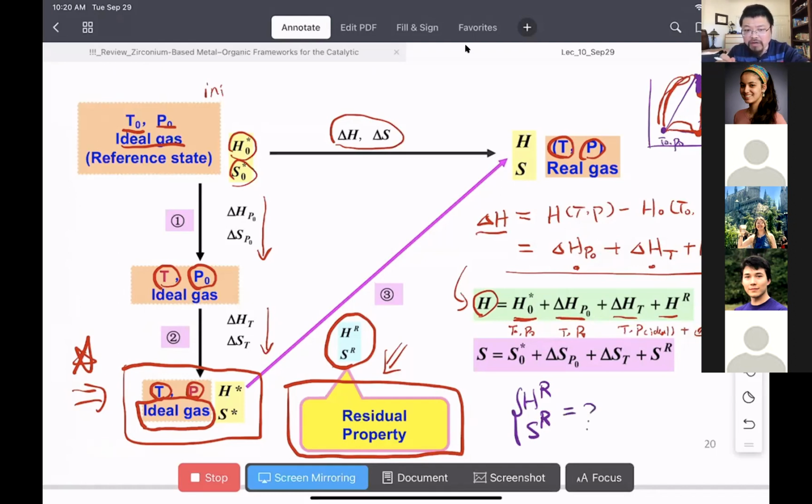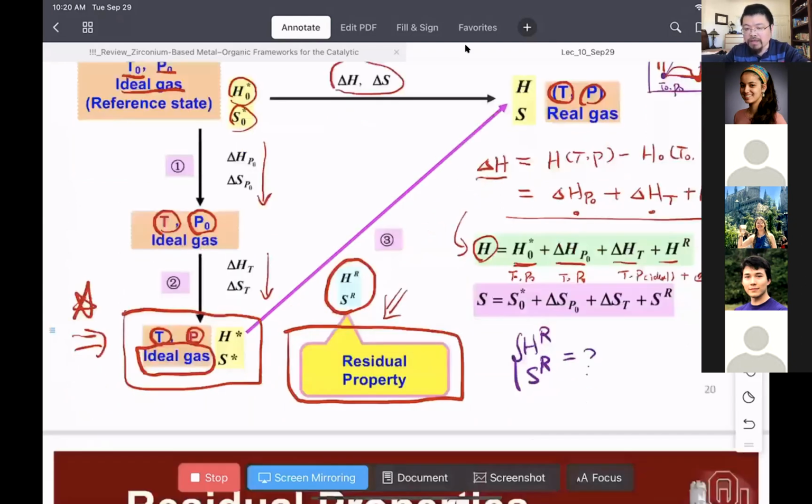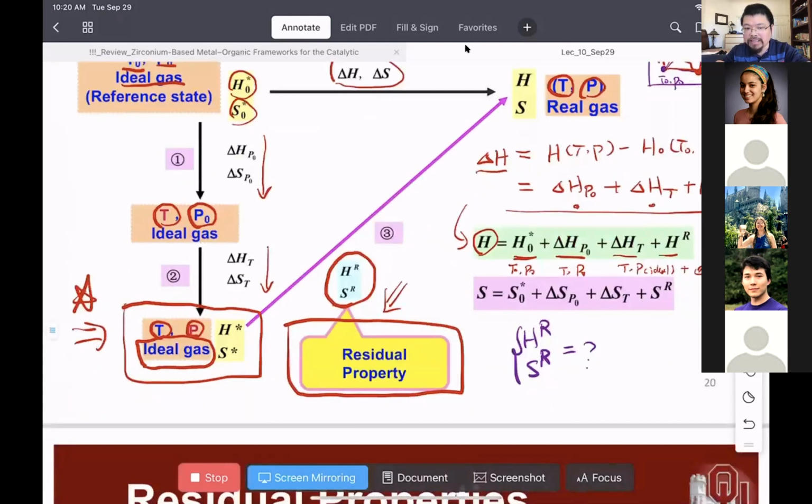So this is a little bit confusing. This is a new request we put forward in today's lecture. The previous tool would be we try to express enthalpy and entropy as a function of T and P. Now we try to understand, if I assume the gas at high temperature, high pressure is still an ideal gas, what would be the deviation from the real measurement. And that deviation, we call this a residual property.